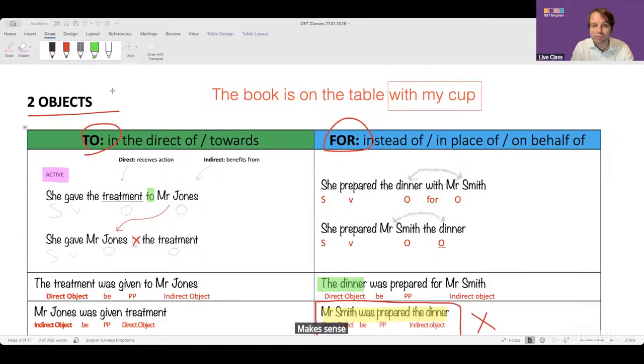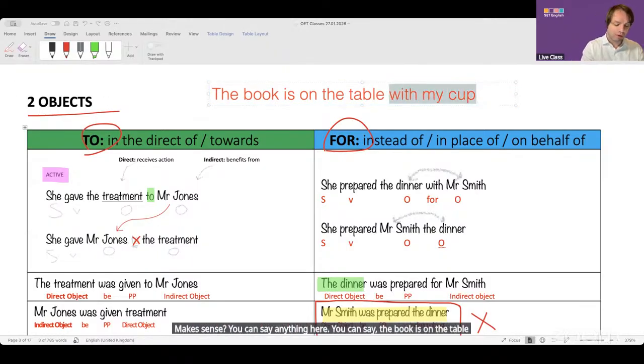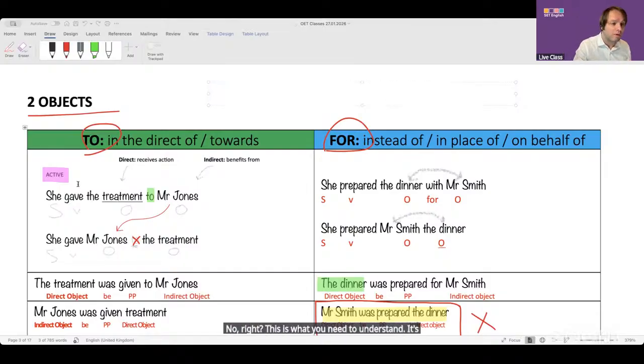Makes sense? You can say anything here. You can say the book is on the table in the box. Is box an object of the sentence? No, right? This is what you need to understand. It's only to and for.